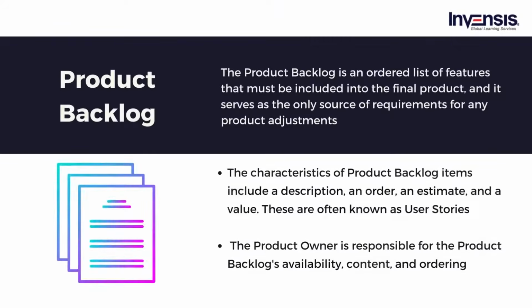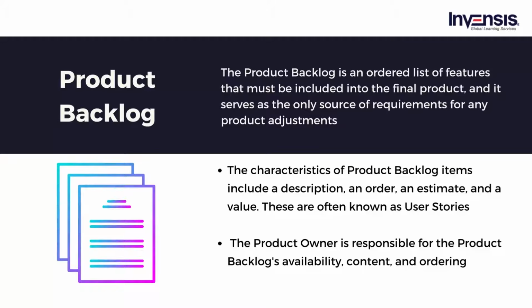Let us now go to our next Scrum artifact, the product backlog. The product backlog is an ordered list of features that must be included into the final product, and it serves as the only source of requirements for any product adjustments. Future versions of the product will include all of the features, functionalities, requirements, enhancements, and corrections detailed in the product backlog. The characteristics of product backlog items include a description, an order, an estimate, and a value. These are often known as user stories.